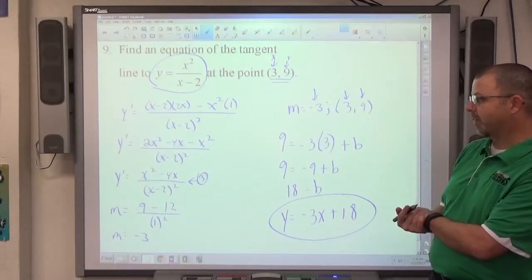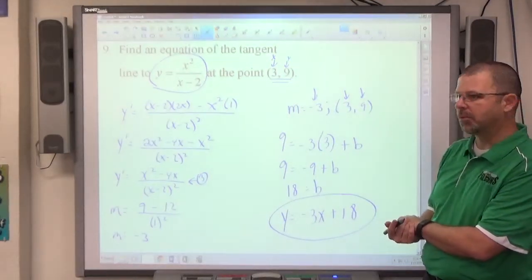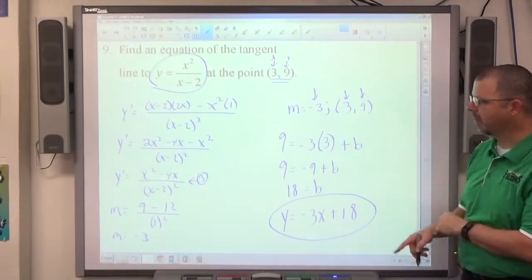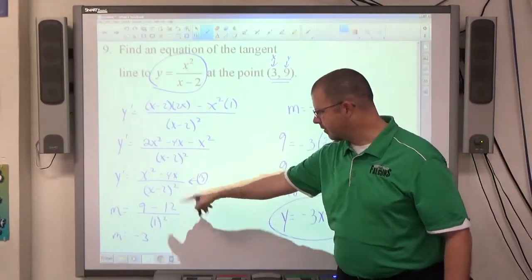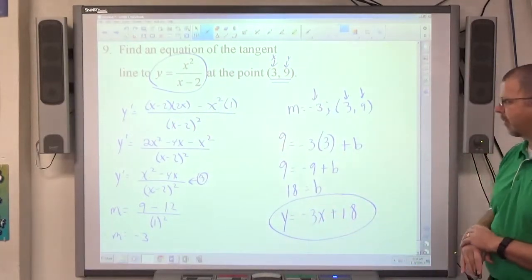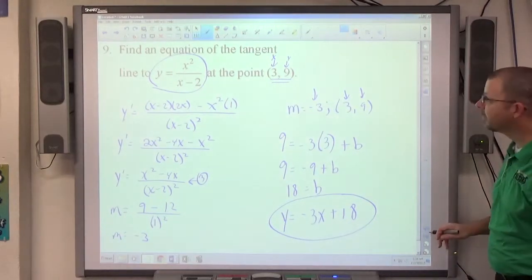You do everything else right from there. Everything else from there is just an algebra problem. So most of this problem is going to be an algebra problem. If you mess up on your derivative, if you do everything else correctly from that point, you get full credit for everything else. So just keep that in mind.